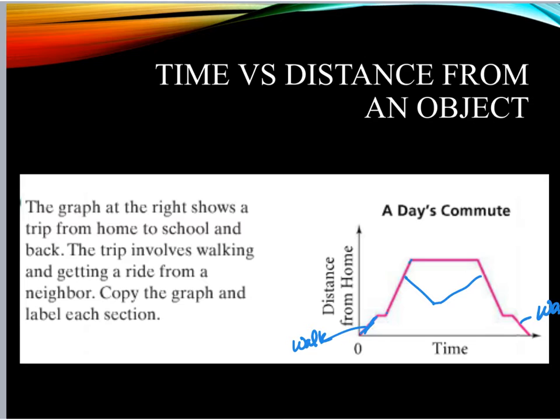On this side here where we're going up, because my distance from home is increasing, this is where we would be riding with a neighbor to school, and then this side over here is where we're riding with a neighbor home from school. So this is where we are riding. And then this part right in here most likely is when we are at school, because our time is elapsing, but our distance from home is not changing. So this is when we are probably in school.